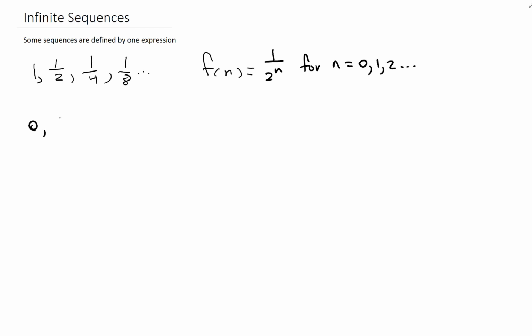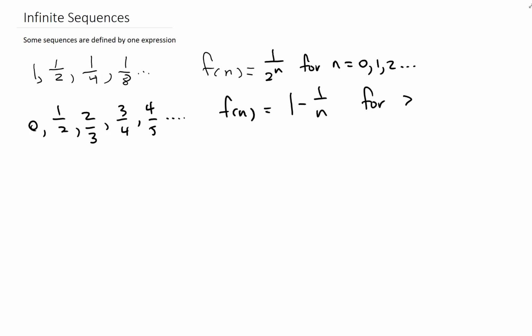Or if we took the sequence 0, 1/2, 2/3, 3/4, 4/5, this could be thought of as f of n is equal to 1 minus 1 over n, and then we just need n values that are bigger than 1.